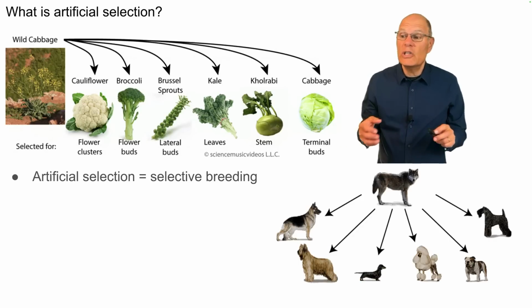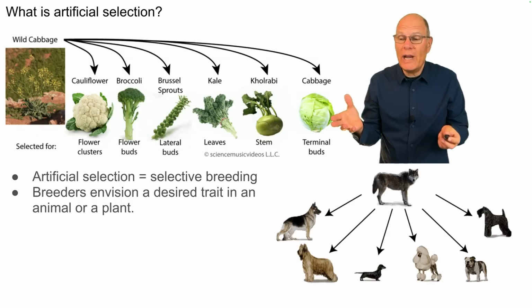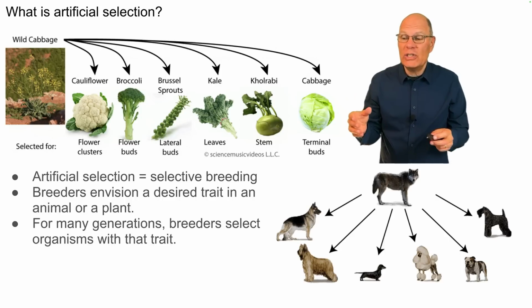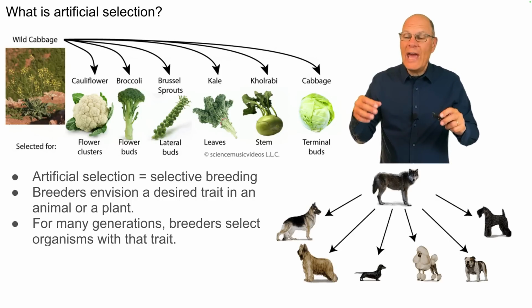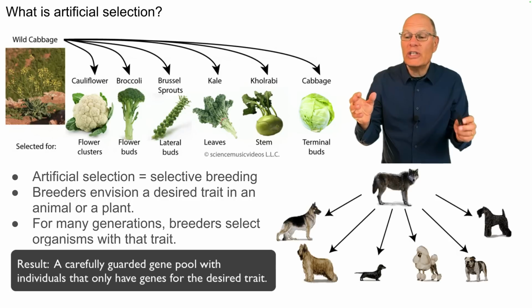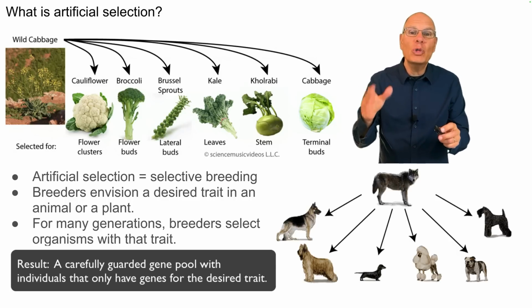Artificial selection is also known as selective breeding, and in this process, breeders envision a desired trait in an animal or a plant. For many generations, the breeders select organisms with that trait, and the process over many generations creates a carefully guarded gene pool with individuals that only have genes for the desired trait.